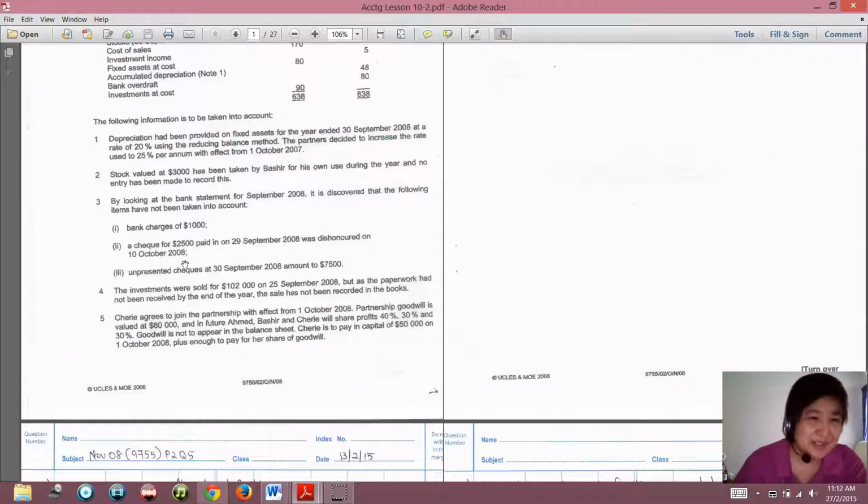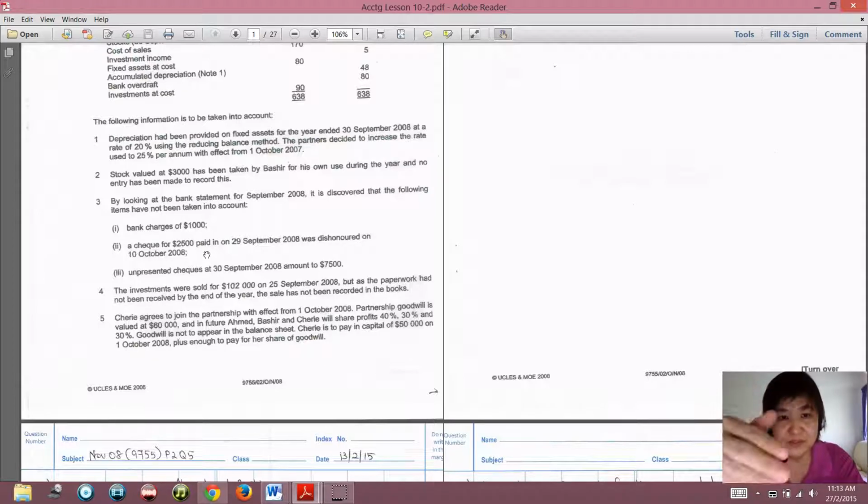A check for 2005 paid in on 29 September 2008 was dishonored on 10 October 2008. That means a check for 2005 paid in to the company was dishonored, was bounced. Paid into the company. That means the person who wrote the check maybe doesn't have money in the bank account, and also doesn't have a bank overdraft facility. So he paid, then it bounced. The check cannot clear because his bank account has no money, but he still gave me the check. Correct? Then it won't go through.